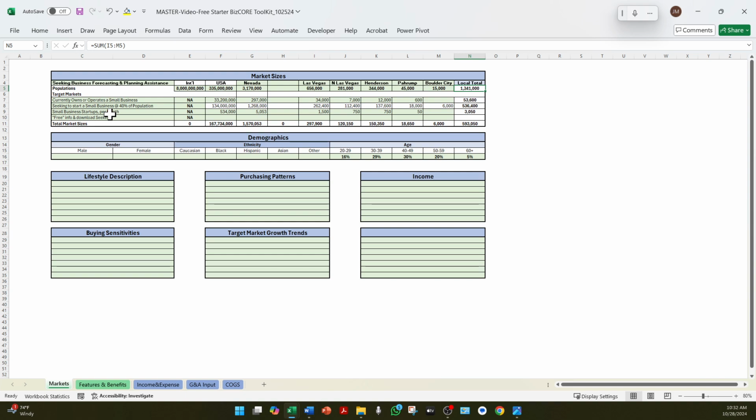In that market, there are folks that currently own or operate a small business. I did some research on that and came up with these numbers in these various areas: seeking to start a small business, startups per month. I did the research on all of them.